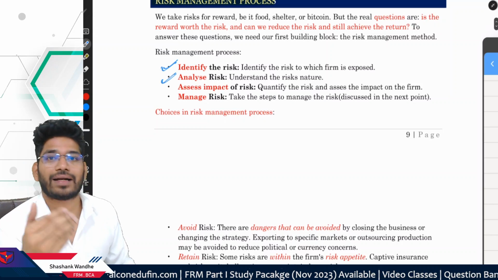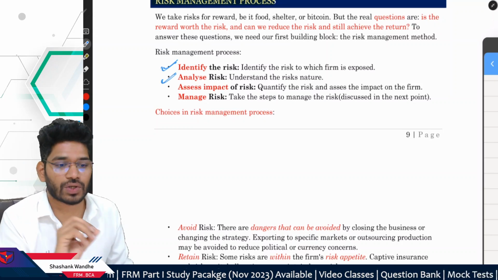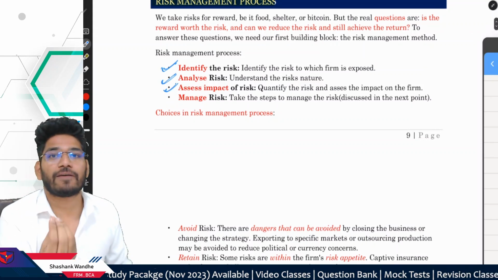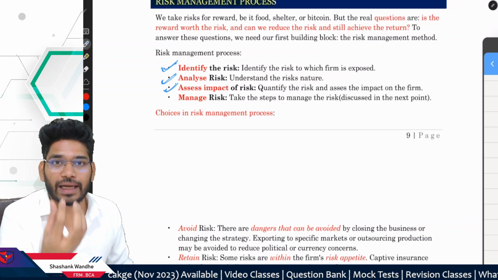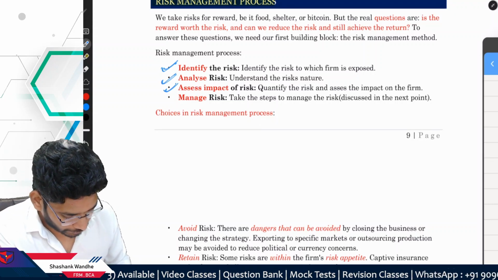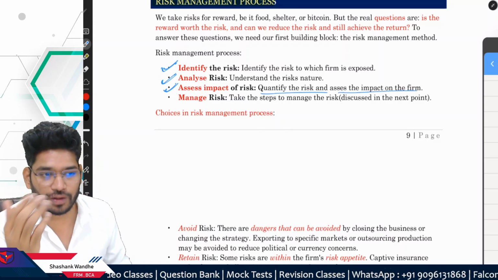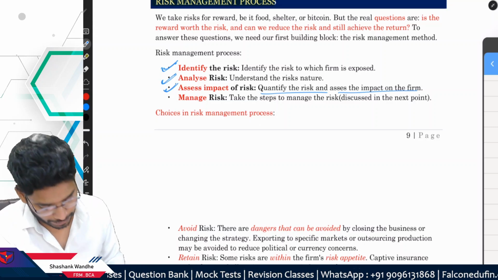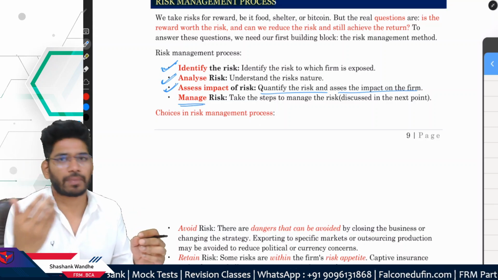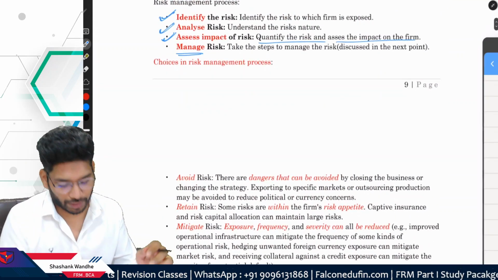Analyze means understand its nature, how it will manifest, how it will impact our bank. So this is the analysis. Assess the impact, quantify the impact. What will be the impact in dollar terms? And this can be a quantitative impact. Quantify the risk and assess the impact on the firm, maybe loss of reputation and so on. And then manage it. Manage means how to manage. There are multiple methods to manage risk, which we will discuss here, and simply manage that particular risk.